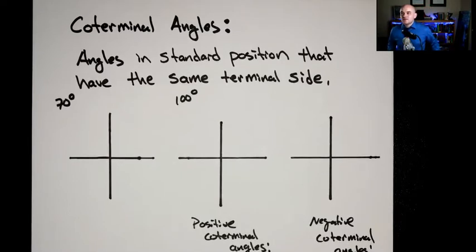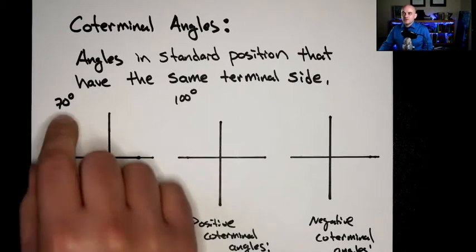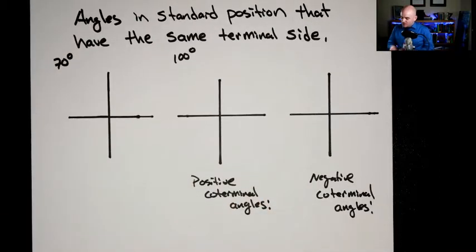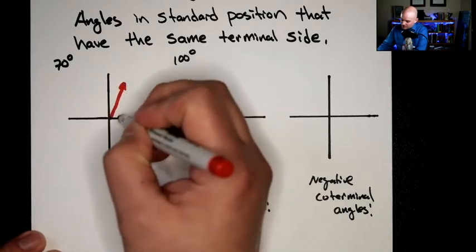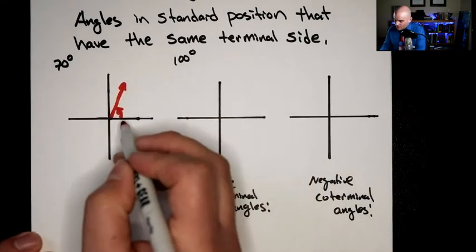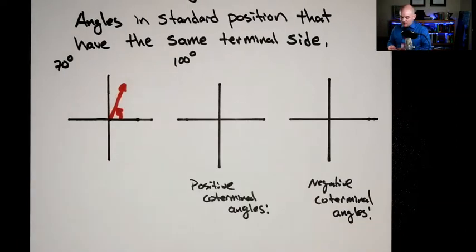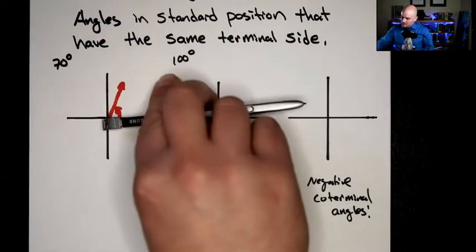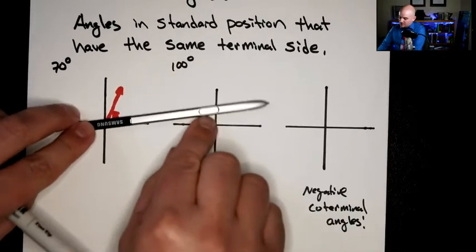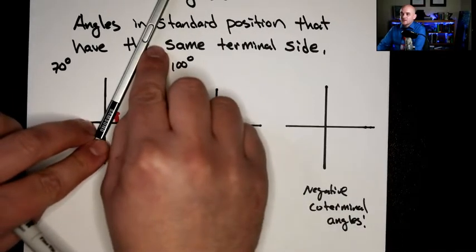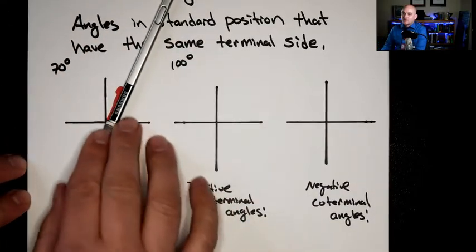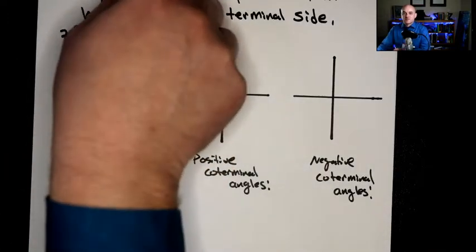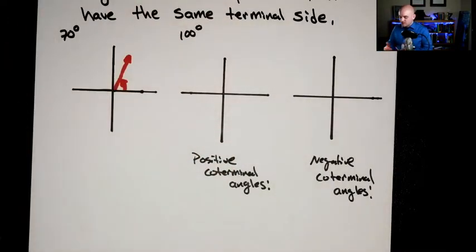And these standard position angles have the same terminal side. So for instance, if we were to draw out 70 degrees, we know that 70 degrees is about 20 short of 90, so it's right here. That is 70 degrees. I want another angle that lands right there. So when I spin this thing around, here's my terminal side that I spin up to 70 degrees. If I continue and go another 360 degrees all the way around the circle, I land right back on top of that same side. And that's what I'm looking at when I'm talking about coterminal angles.